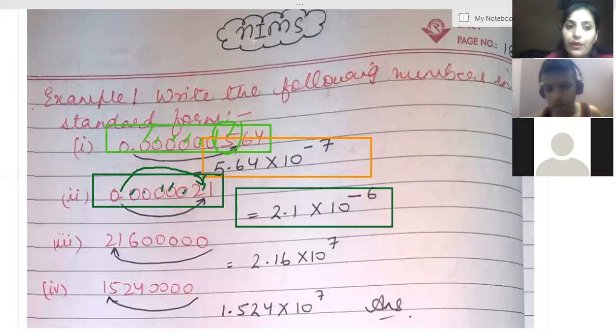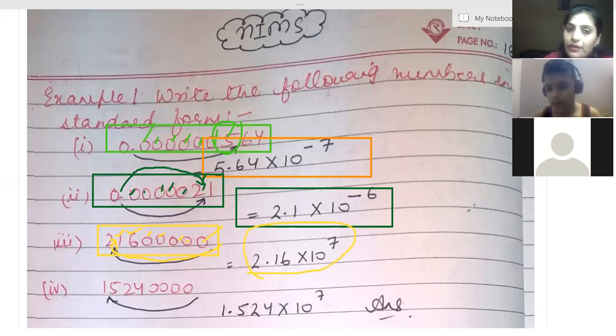Okay beta, now next is 216,000,001. Now beta, in this, I have to place my decimal. There is no point, but I'll start from the last and I have to bring the decimal after 2. I said there should be only one digit. So I have to jump so many places, I'll just count them: 1, 2, 3, 4, 5, 6, 7. So the answer becomes 2.16 into 10 to the power 7.